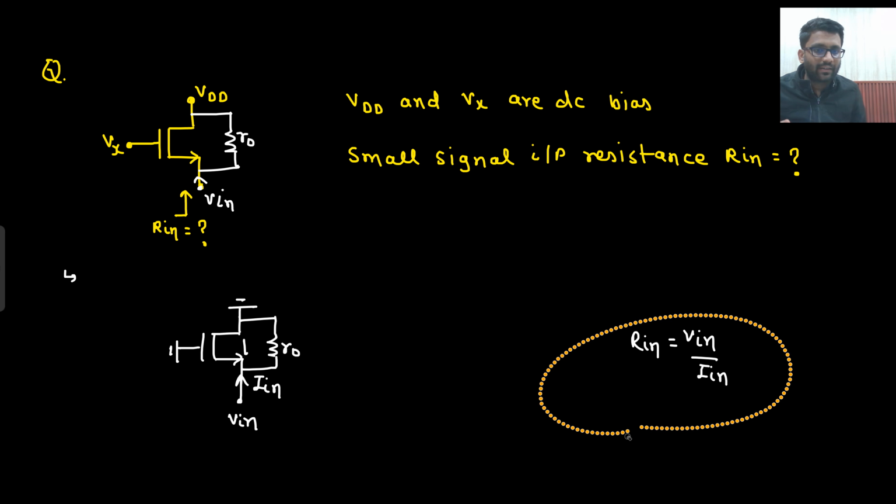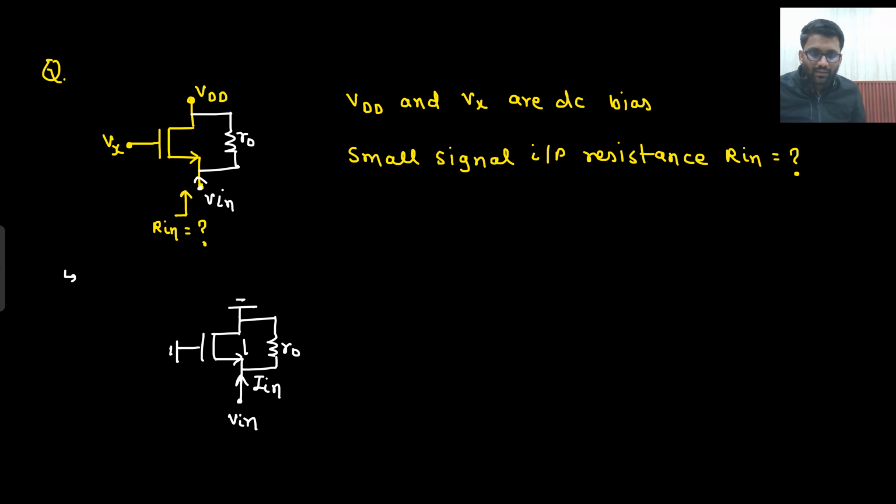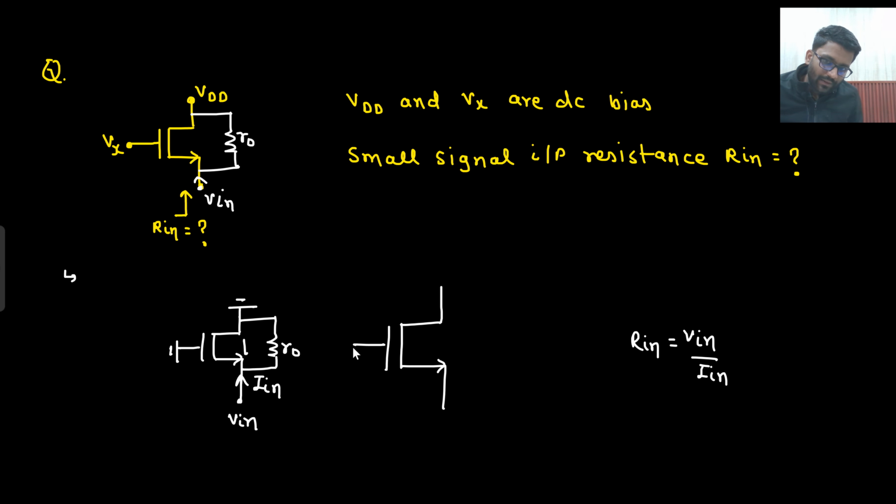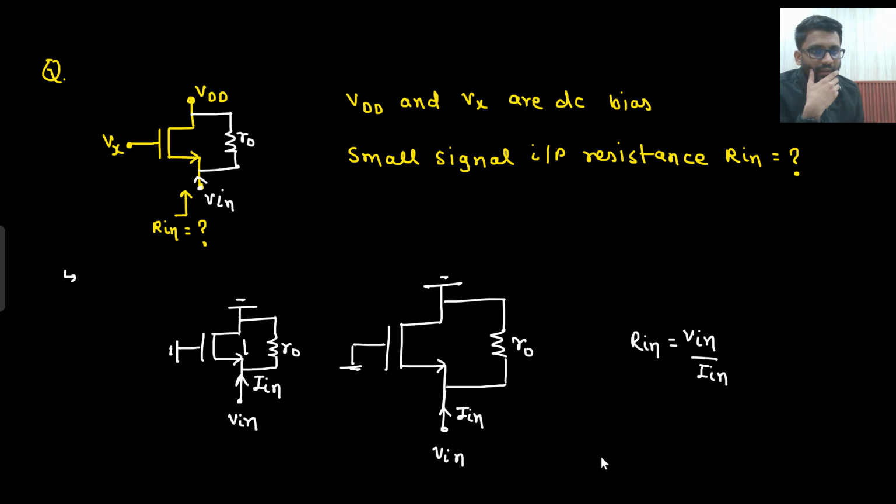Shall I make this circuit again? Okay. Let me make the circuit again on a bigger level. Here this guy is shorted. So from here to here I have R naught. And this is also shorted. Now what I am doing? I am applying a V in here and getting I in out of it. And my R in will be V in by I in. If this potential is V in and this current is I in.